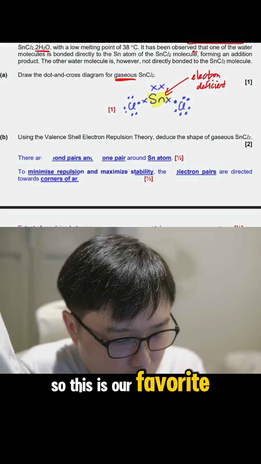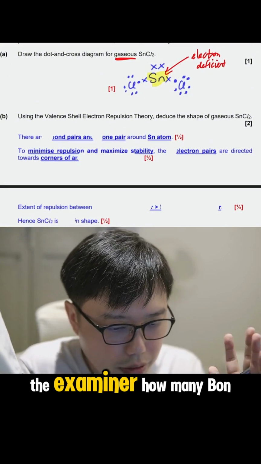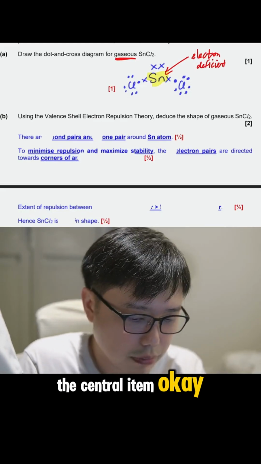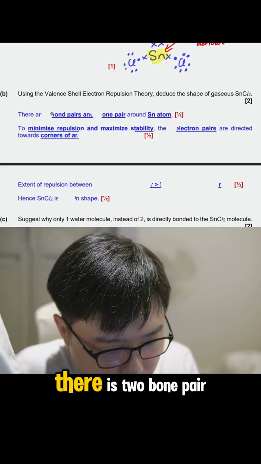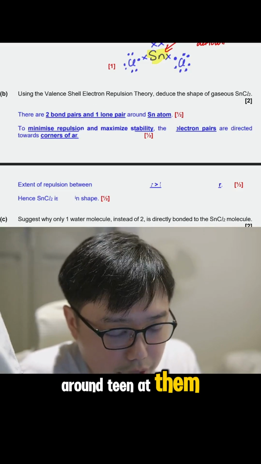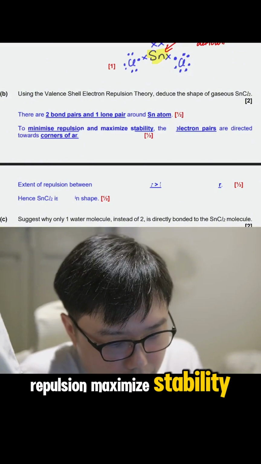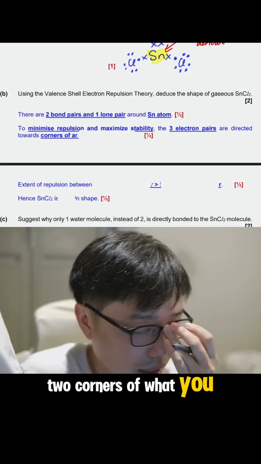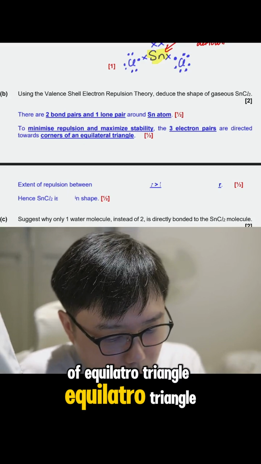This is our favorite, one of the easiest things to go through. First, you tell the examiner how many bond pairs and how many lone pairs are around the central atom. You can see from the dot and cross that there are 2 bond pairs and 1 lone pair around the tin atom. To minimize repulsion and maximize stability, these 3 electron pairs are directed to the corners of an equilateral triangle. You all must memorize this.